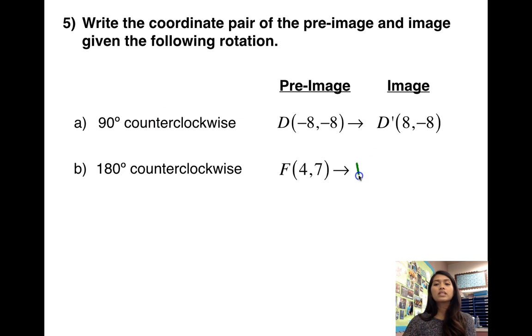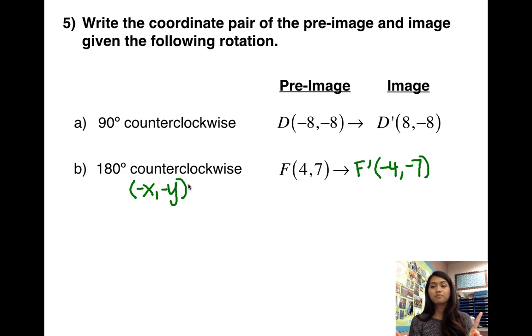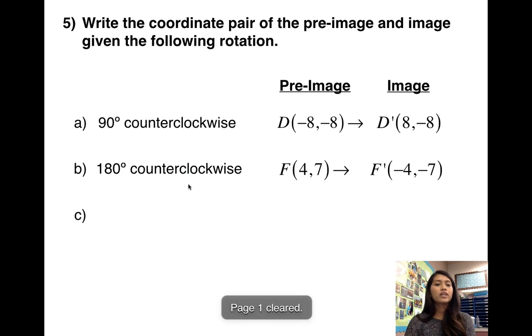So here I'm going to go ahead and say F prime. We're going to take the opposite of 4, which is negative 4, and the opposite of 7, which is negative 7. Please remember to not switch. The coordinate rule for this is just going to be the opposite of x and the opposite of y. Okay, so no switching. Okay, moving on to the next one.